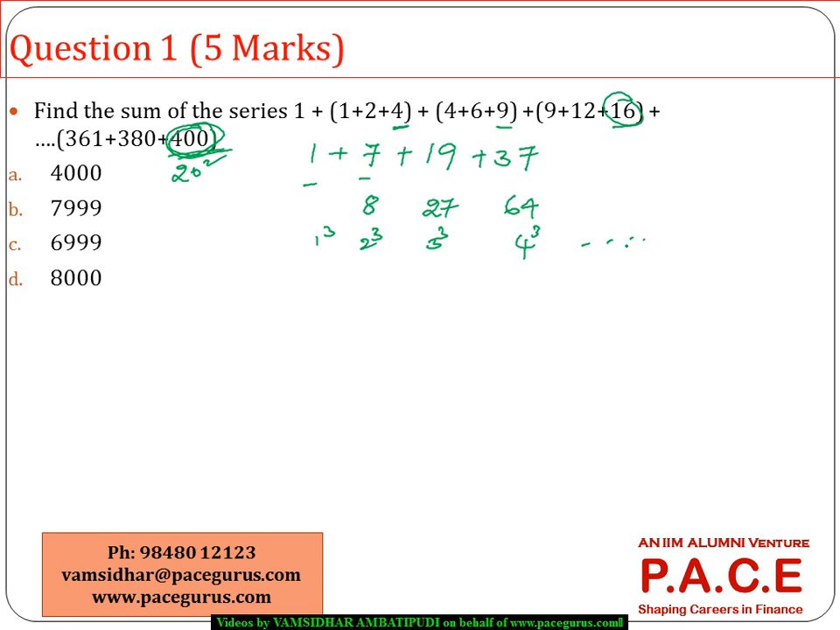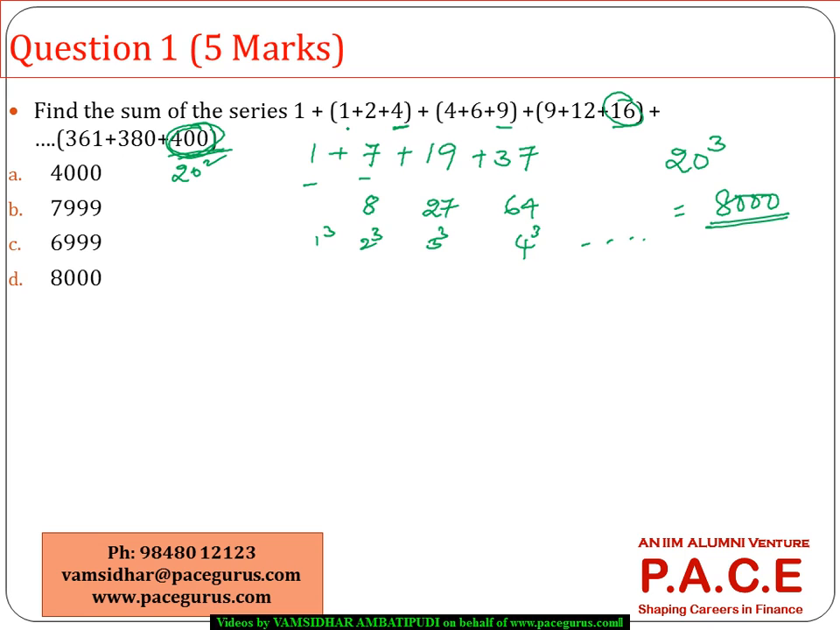So I can say that there are 20 terms in this entire series, and I can say 20 cubed could be the value, which means 8000 could be the solution altogether. But let's see, is there any other way I can look at it?